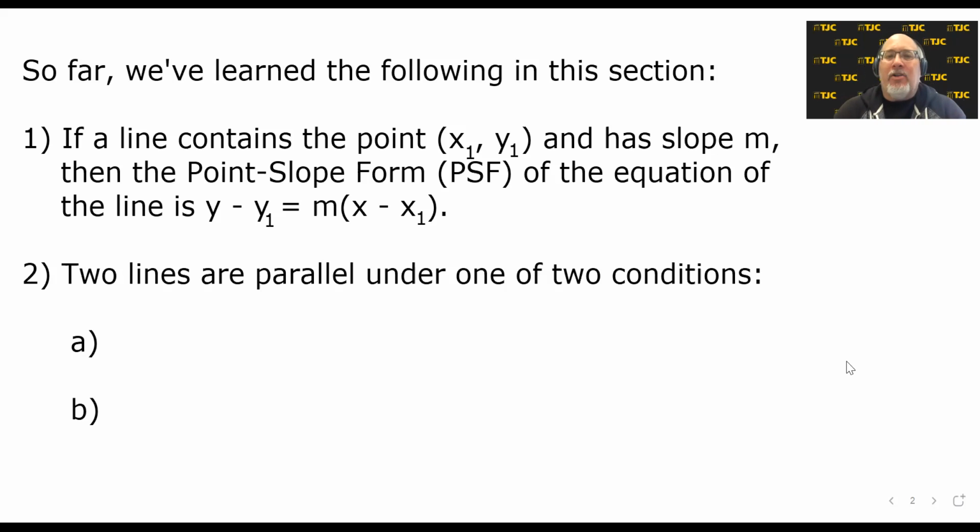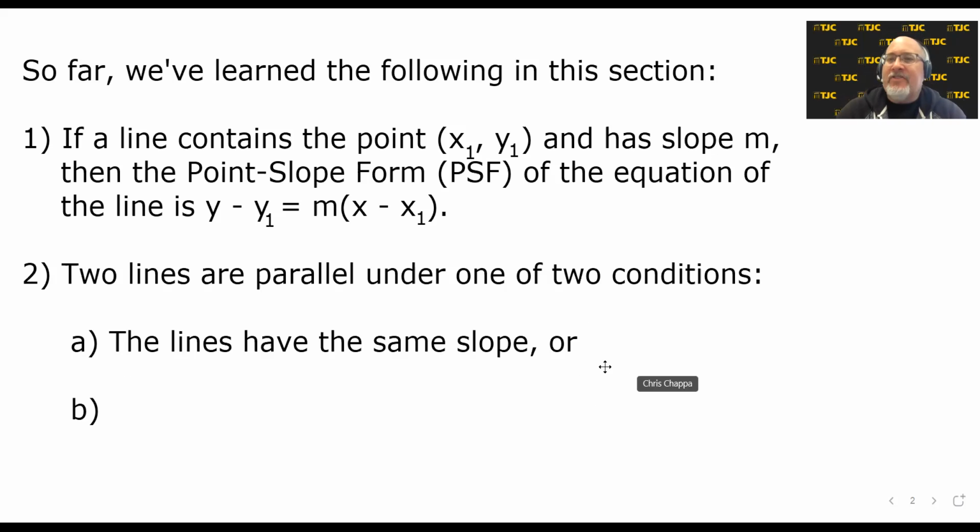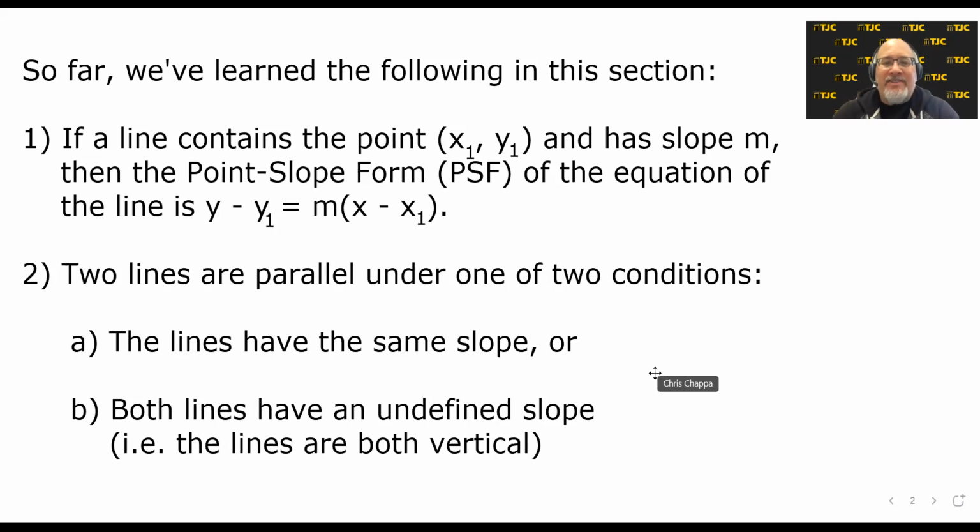two lines are parallel under one of two conditions. A, the lines have the same slope, or B, both lines have an undefined slope, meaning that the lines are both vertical. But we're also going to talk about perpendicular lines.